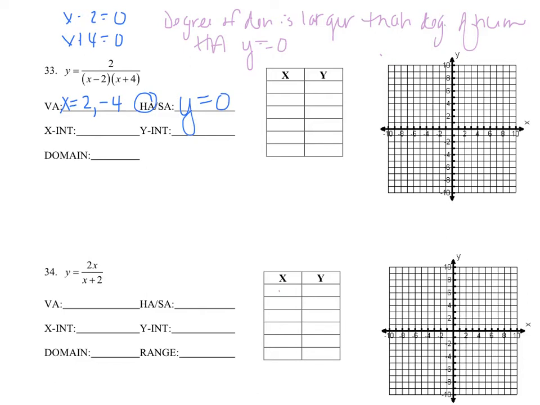To find the x-intercept, you set the numerator equal to 0. We only have a 2. We do not have a variable to solve for, so there is no x-intercept, which would make sense because you have an asymptote at y equals 0, so that means no values can cross this x-axis. Then for the y-intercept, you plug in 0 for all the x values.